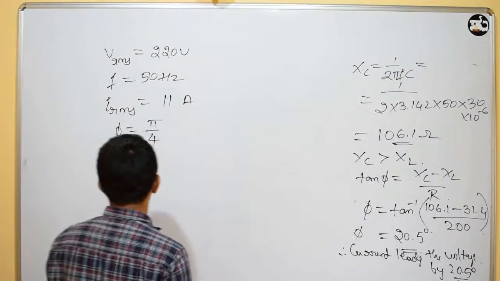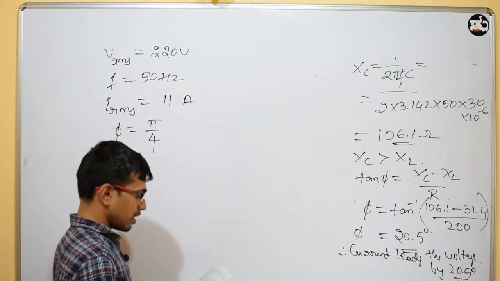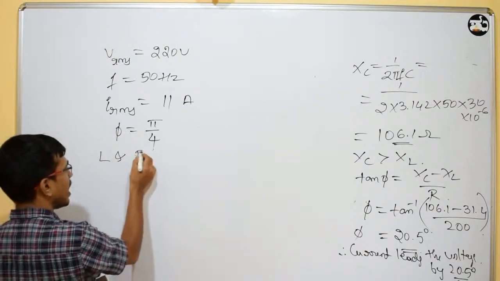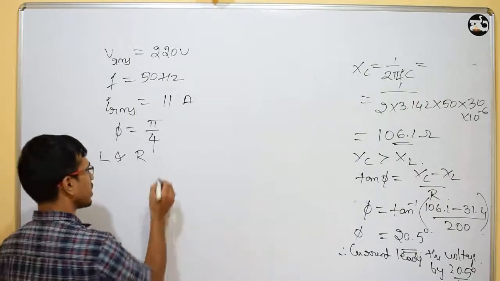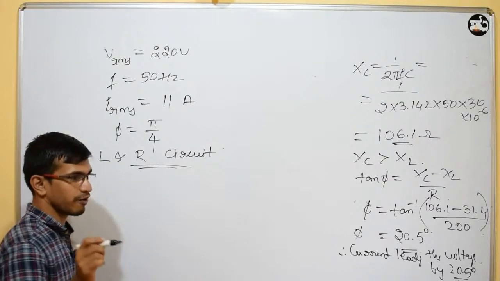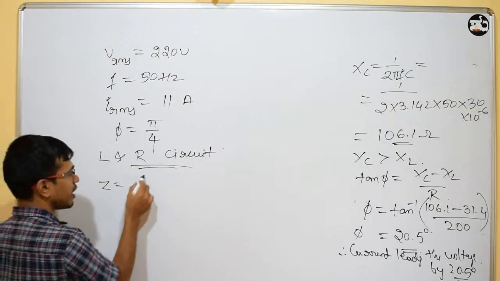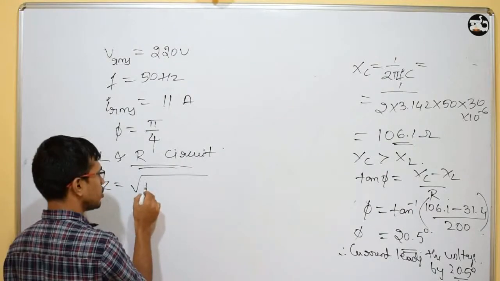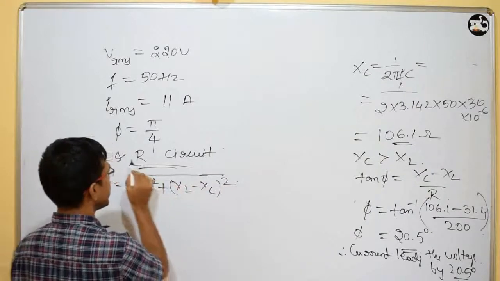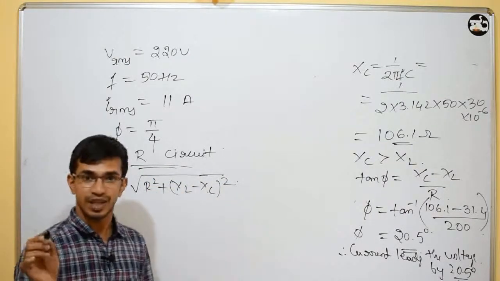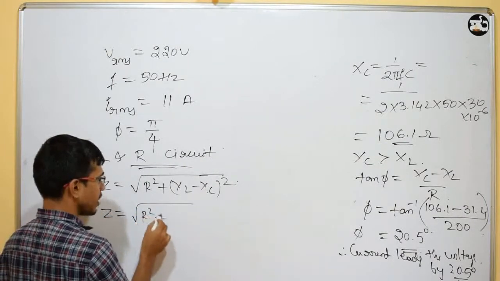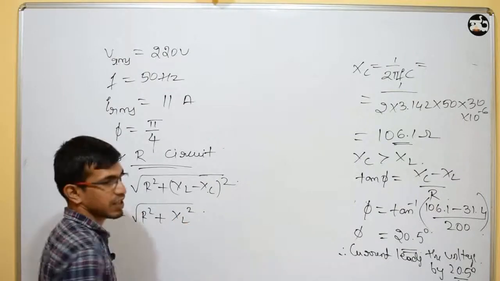So you know that this is a simple inductor and bulb, correct? In the sense it is an LR circuit or RL circuit. In an RL circuit, capacitance must be equal to 0. We know that Z is equal to square root of R square plus (XL minus XC) the whole square. But here capacitance is absent, so XC is absent. That's the reason why the impedance Z is equal to square root of R square plus XL square.